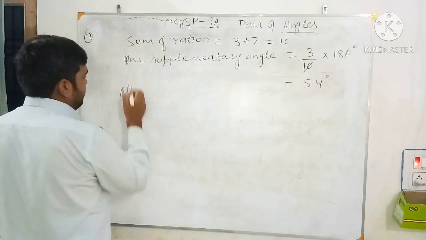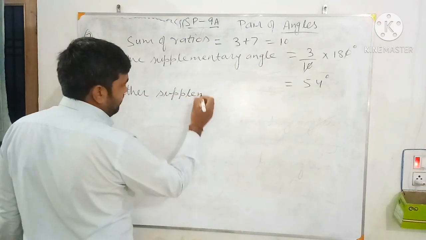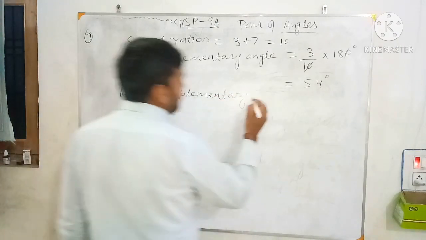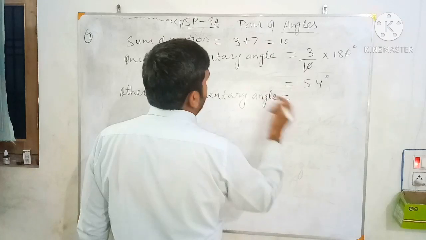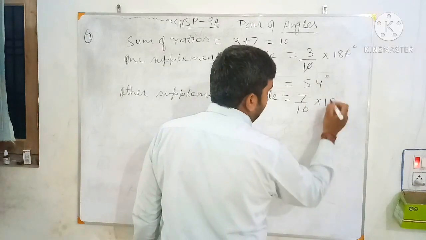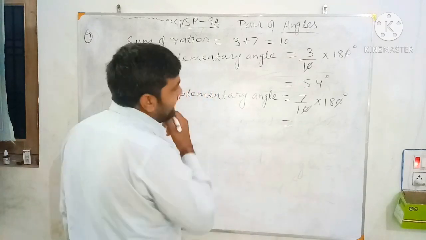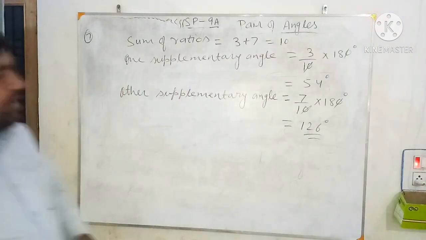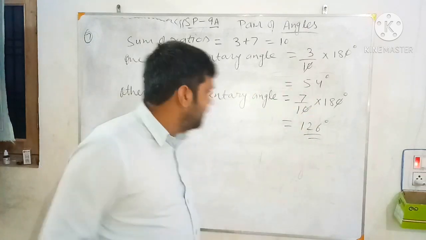Now the other supplementary angle equals 7 by 10. Out of 10, 7 parts. See, 7 by 10 multiplied by 180 degrees. Again this 0 will be cancelled, and what will we get? 18 sevens are 126 degrees. So you got 126. Now you add these two angles, you will get 180 degrees. So 126 plus 4 is 130, 130 plus 50 is 180 degrees.